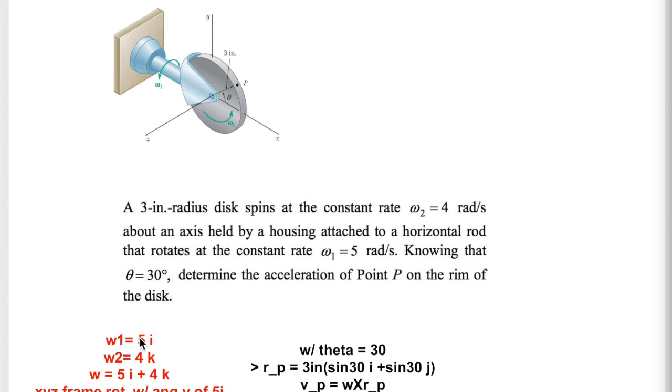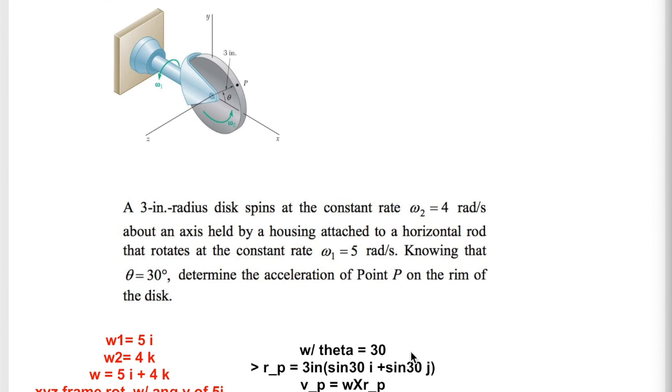Here are the givens. Angular 1 is 5, angular 2 is 4, so the overall angular velocity is 5i plus 4k. Taking into consideration that the XYZ frame of rotation has an angular velocity of 5i, this whole frame is spinning at 5i. So the angular acceleration is this 5i crossed with this velocity, and that equals negative 20j for the angular acceleration.